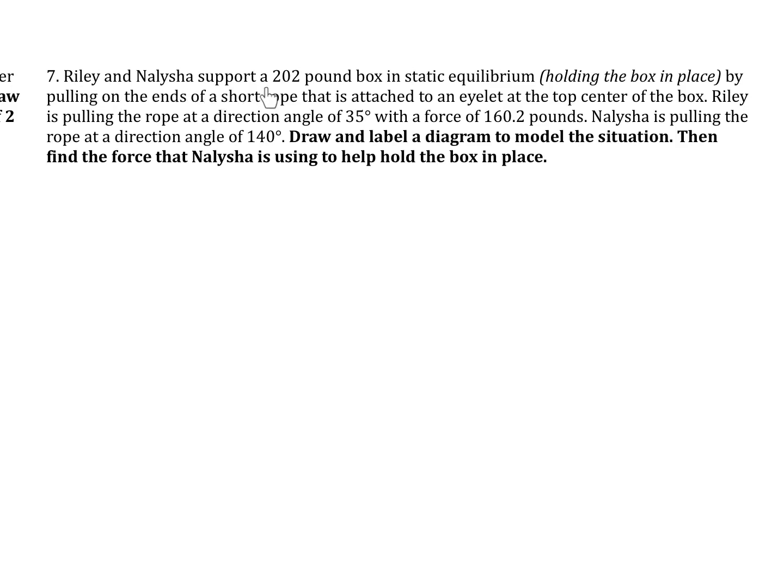Riley and Alicia support a 202-pound box in static equilibrium, holding the box in place, by pulling on the ends of a short rope that is attached to an eyelet at the top center of the box. Riley is pulling the rope at a direction angle of 35 degrees with a force of 160.2 pounds. And Alicia is pulling the rope at a direction angle of 140 degrees.